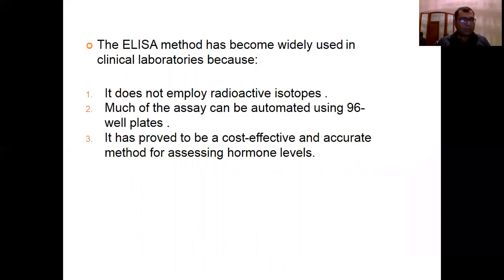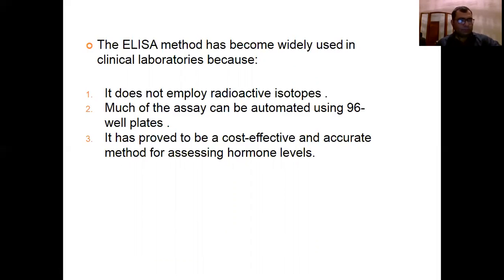The ELISA method has become widely used in clinical laboratories because, first, it does not employ radioactive isotopes. Second, much of the assay can be automated using 96-well plates. Number three, it has proved to be a cost-effective and accurate method for assessing hormone levels.